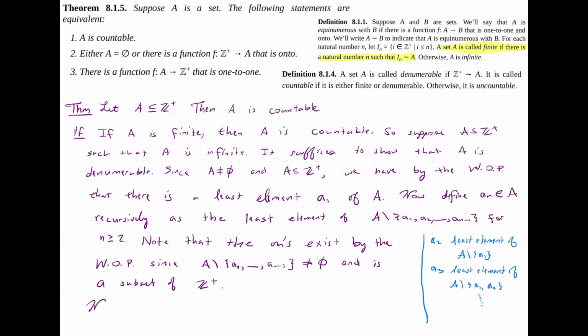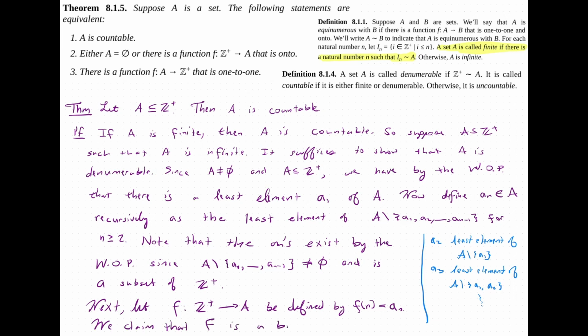So next, let f be the function that goes from the positive integers to A, and we're defining this: f of n goes to A sub n. So we claim that f is a bijection. So let's go ahead and show this.